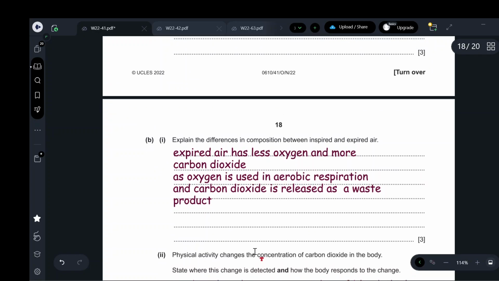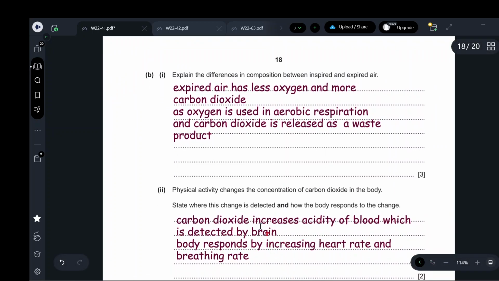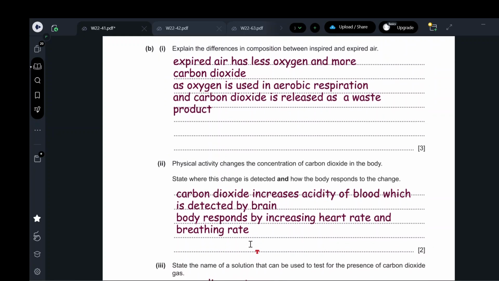Physical activity changes the concentration of carbon dioxide in the body. Where is this change detected? And how does the body respond to it? When you do exercise, respiration releases lots of carbon dioxide. Which organ detects the change in the carbon dioxide? When you exercise, carbon dioxide increases. This increases the acidity of the blood, which is sensed by the brain, and then it responds by sending impulses to the heart and the lung. So you will increase the breathing rate, increase the heart rate to get rid of the carbon dioxide.